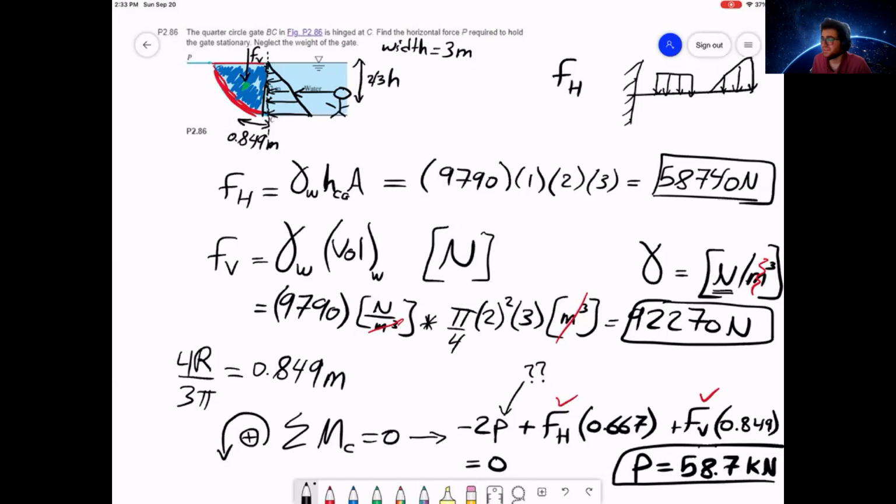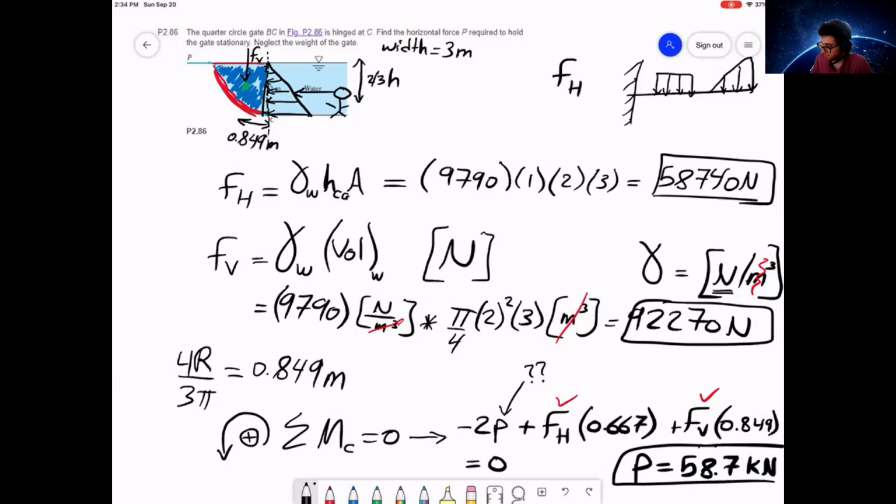Look for the horizontal force first, and then move to the curve part, right? Yeah, first thing, find it as if it's a flat surface, then move to the curved part and find the weight of the water in that curved part. Because it's pushing on the gate, the weight of the water.